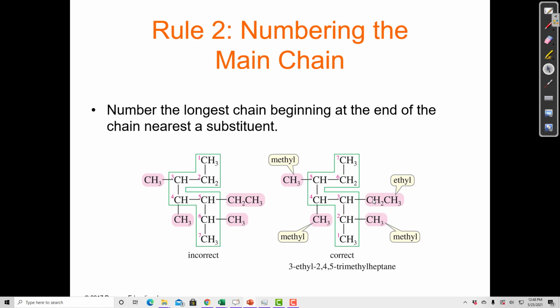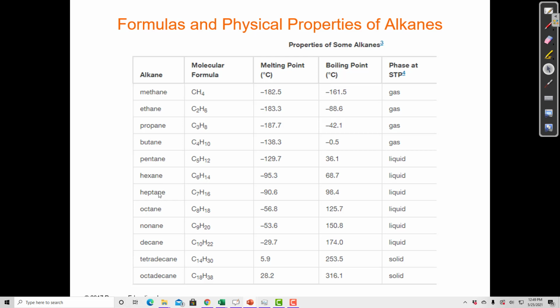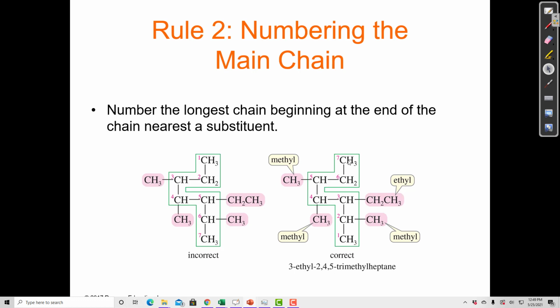So when I'm trying to put the whole name together, I know that this is a 1, 2, 3, 4, 5, 6, 7. The chain has 7 carbons in it. So if I look at my table, C7 is heptane. I have to name the branches too, but once I name the branches, it's going to be some variety of heptane because it has 7 carbons in a chain. Here's 7 carbons in a chain. This is some variety of heptane. It's not pure heptane because it has all these branches. It has extra stuff on it. So let's name the extra stuff.